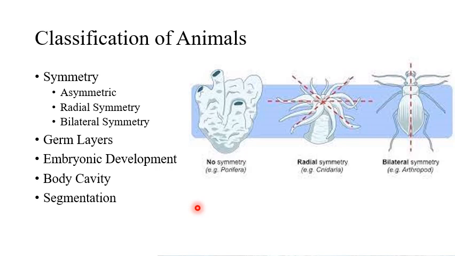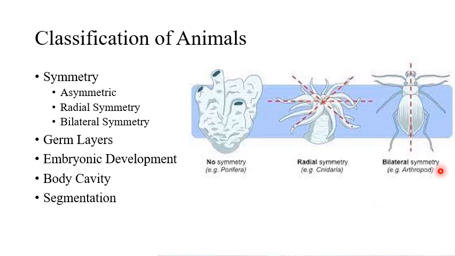So like Porifera, the sponges, they have no symmetry, right? There's no line where you can draw and you can bisect it in half, and it's the same on both sides. Cnidaria, Ctenophora, Rotifera, and starfish all have radial symmetry. So there are multiple different ways you can cut them in half, and they'll be approximately the same on both sides.